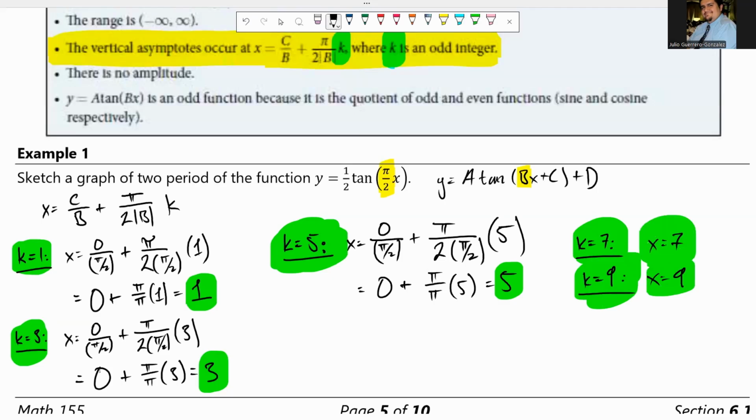Okay, so I'm going to summarize here. Asymptotes at x equal, and I'm going to put it like this: 1, 3, 5, 7, 9, dot, dot, dot. And we can go backwards, right? -1, -3, dot, dot, dot. Okay, there we are.